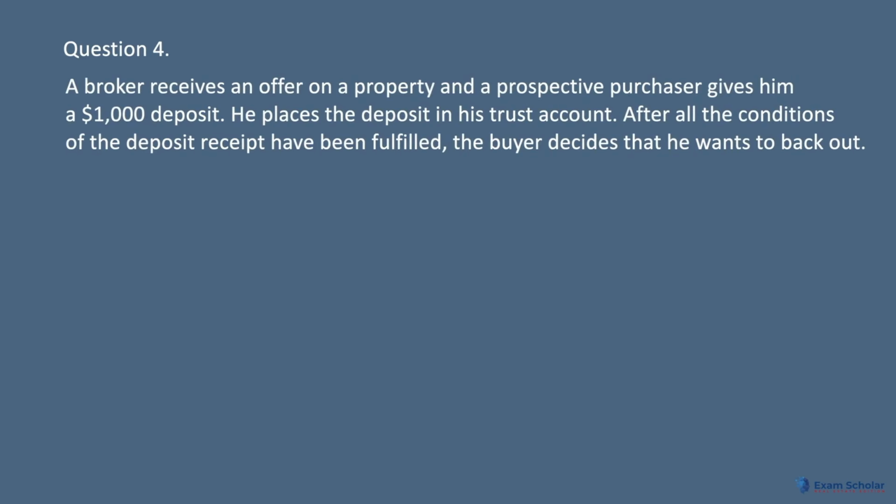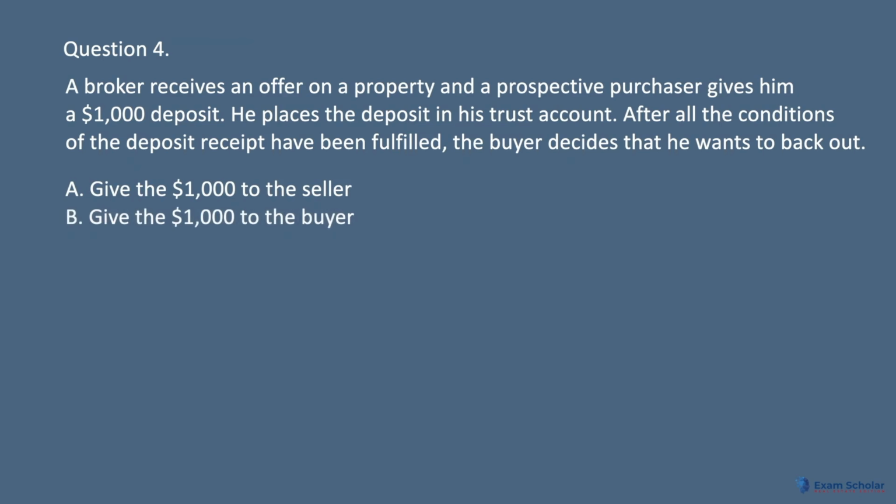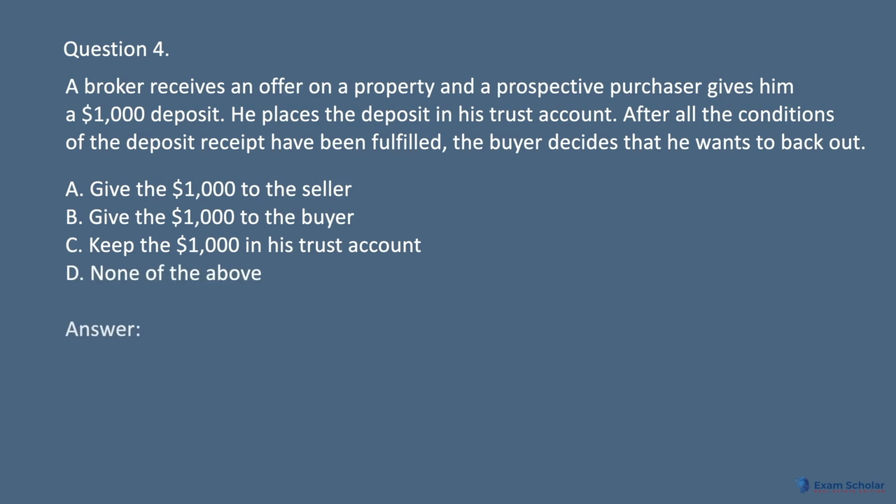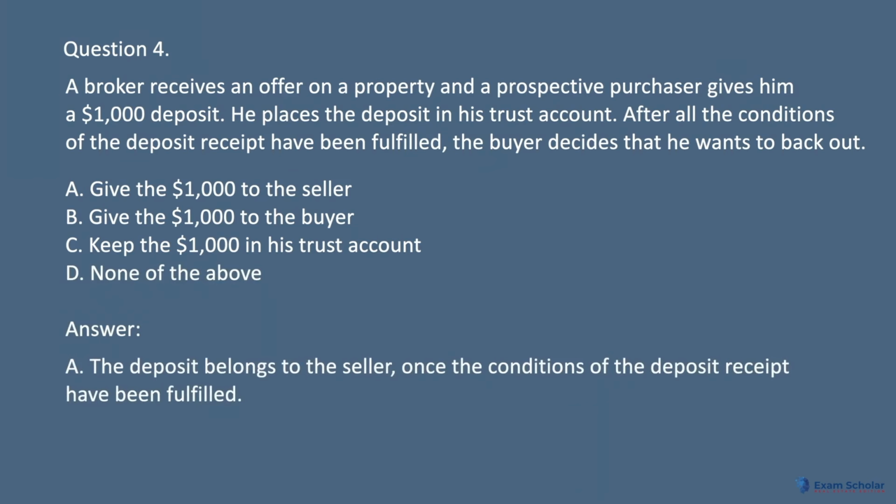Question 4. A broker receives an offer on a property and a prospective purchaser gives him a $1,000 deposit. He places the deposit in his trust account. After all the conditions of the deposit receipt have been fulfilled, the buyer decides that he wants to back out. The broker should: A. Give the $1,000 to the seller. B. Give the $1,000 to the buyer. C. Keep the $1,000 in his trust account. D. None of the above. Answer: A. The deposit belongs to the seller, once the conditions of the deposit receipt have been fulfilled.